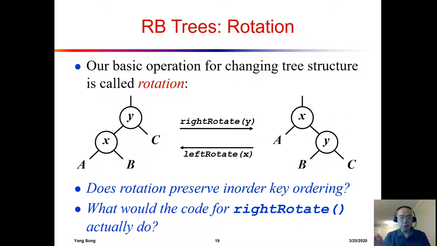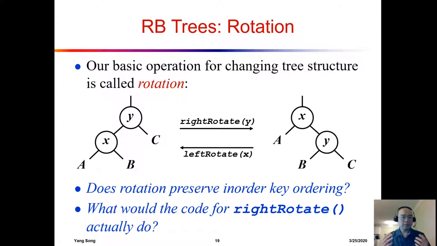And if you want to do a left rotate, you just take the image on the right side and then rotate it back to the left side. Okay, so this is the very high level description of a rotation. And you may ask, why can we do that? We are dealing with a binary search tree or a red-black tree, right?